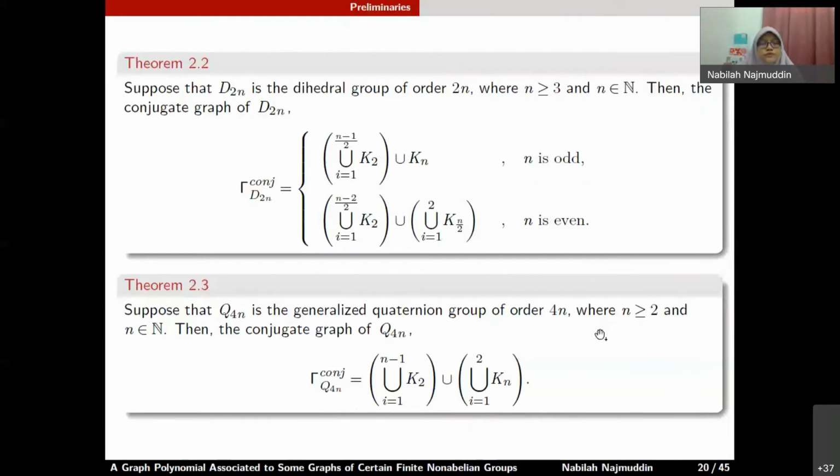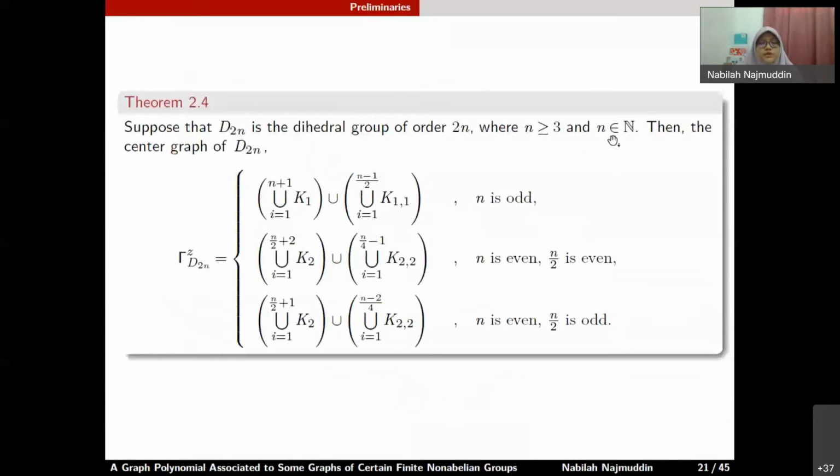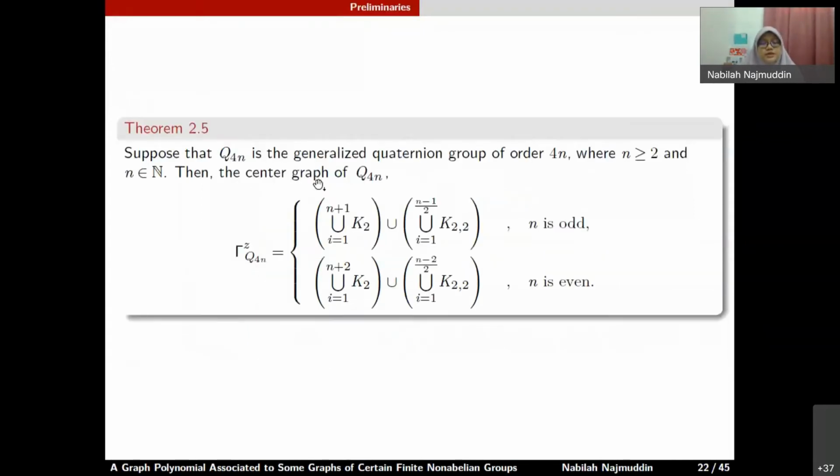Okay, next is theorem 2.4. This is the center graph of the dihedral group. First is when n is odd, the graph is the union between some complete graphs and a complete graph. And then when n is even and n over 2 is even, then this is a complete graph and also a complete bipartite graph. Similarly for the last case. For the generalized quaternion group, the center graph can be obtained as this complete graph union with a certain number of complete bipartite graphs too.